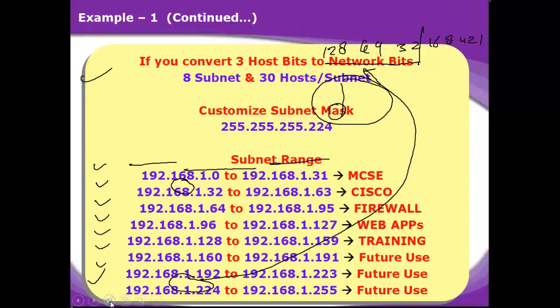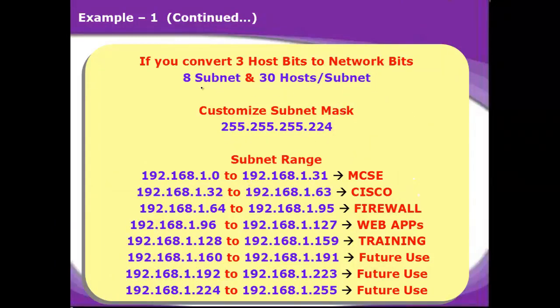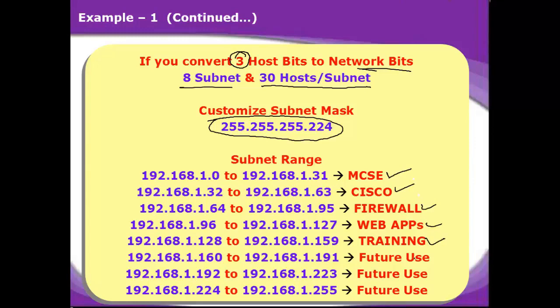So from this you can conclude that you have 8 subnets and 30 hosts per subnet by this requirement, by converting 3 host bits into network bits, and your customized subnet mask is 255, 255, 255 and 224. The range you are going to have starts from 1.0 to 1.31, which you assign to one department, then another department, all 5 departments. There are still 3 subnets remaining, which are for future use. So this is how you do subnetting for the fixed length requirement.